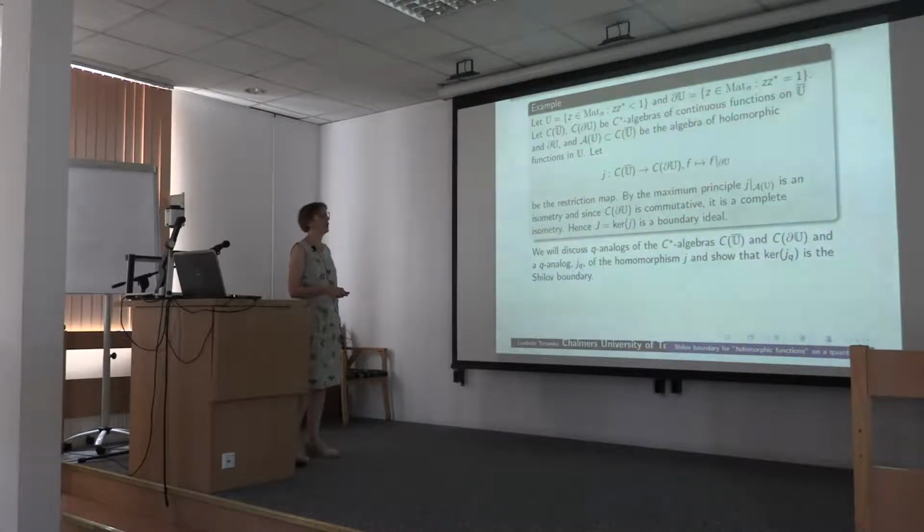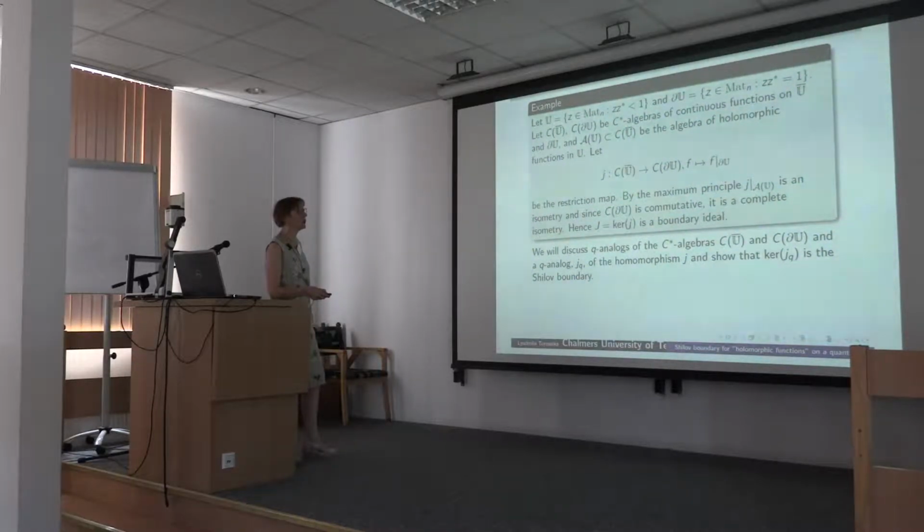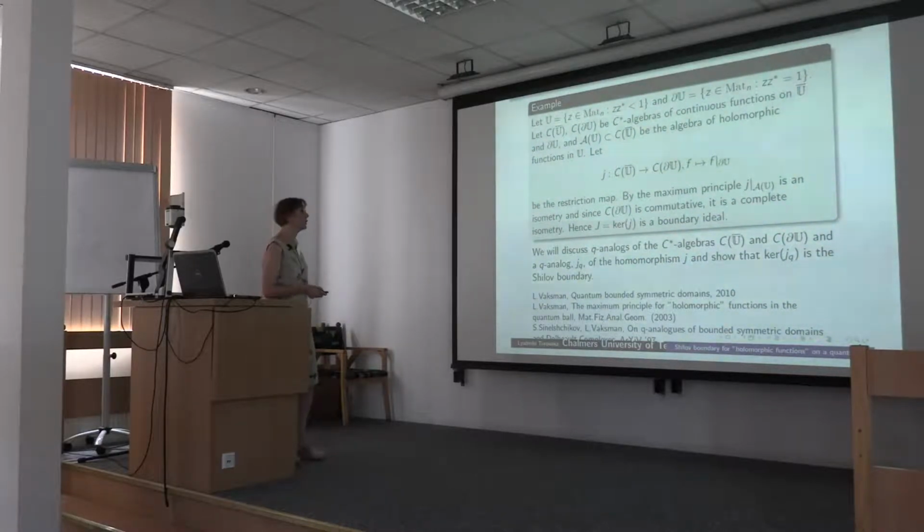Okay, and so what I want to discuss is a q-analog of these C-star algebras, continuous functions on the matrix ball and continuous functions on unitary matrices. So I want to construct this J_q, an analog of this restriction map, and I want to show that the kernel of this map J_q will be the Shilov boundary.